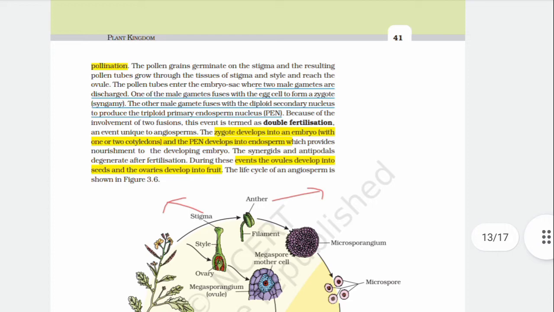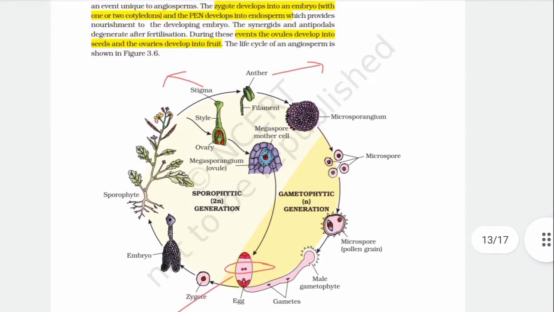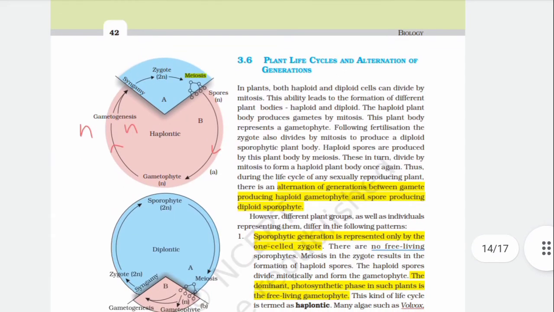All these events will occur and after that the ovule will change into the seed and the ovary will develop into the fruit. In this diagram it is clearly explained. Next we will see the alternation of generation. So basically we will see a glimpse of it through this diagram.